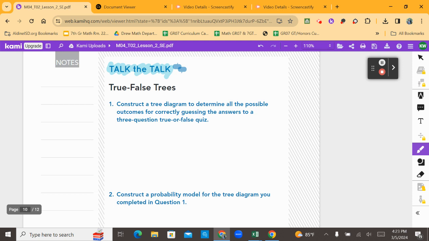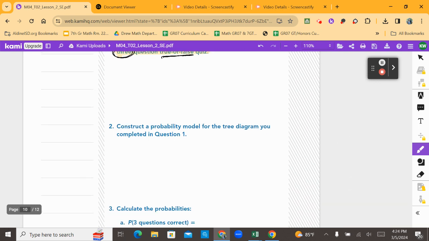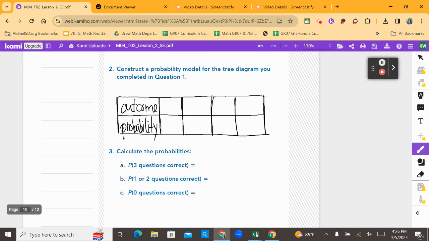In this Talk the Talk, you're going to show that you know how to read and construct a tree diagram. Number one says, construct a tree diagram to determine all possible outcomes for correctly guessing the answer to a 3-question true or false quiz. Then number two, you're going to construct a probability model for the tree diagram. And then we're going to calculate the probability of getting 3 questions correct, the probability of getting 1 or 2 questions correct, and the probability of getting 0 questions correct.